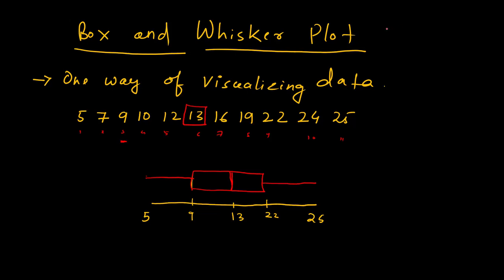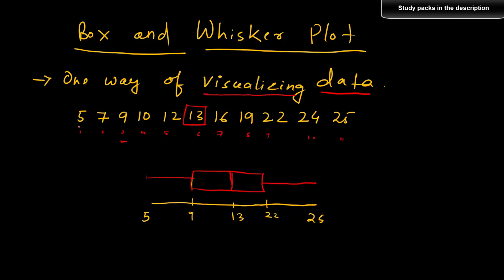I'm going to talk about what a box and whisker plot is. A box and whisker plot is one way of visualizing data. To understand it with an example, the first thing you need to do is sort your data, or keep your data in ascending order.